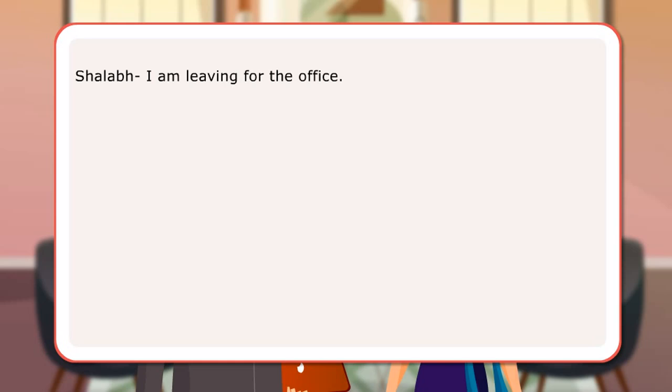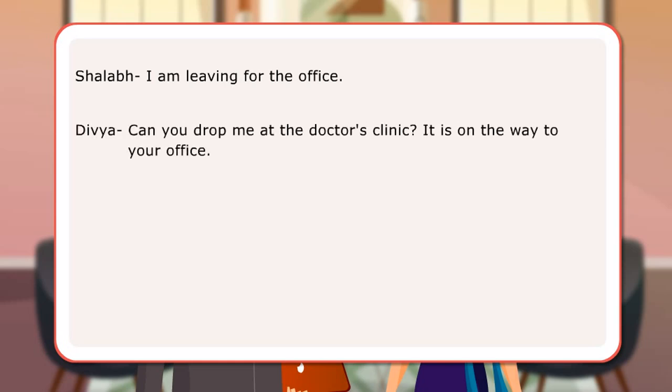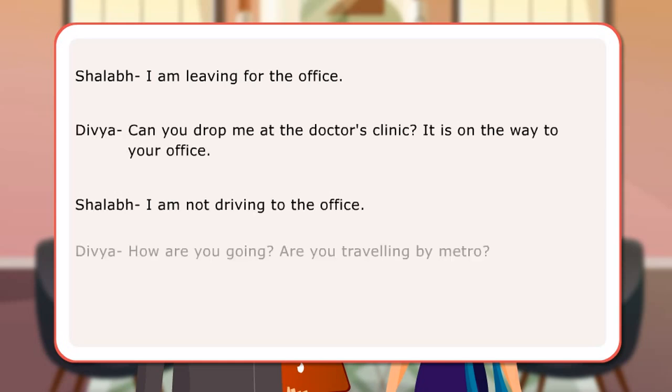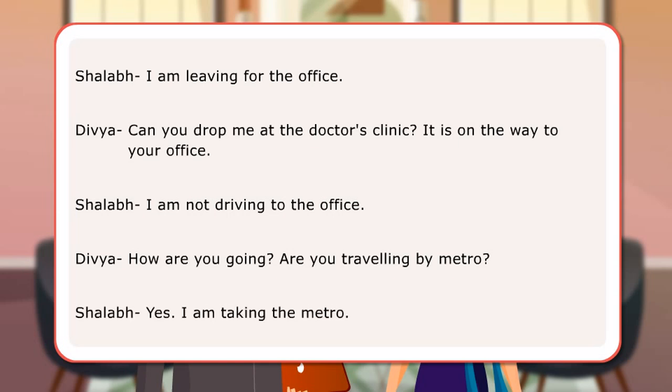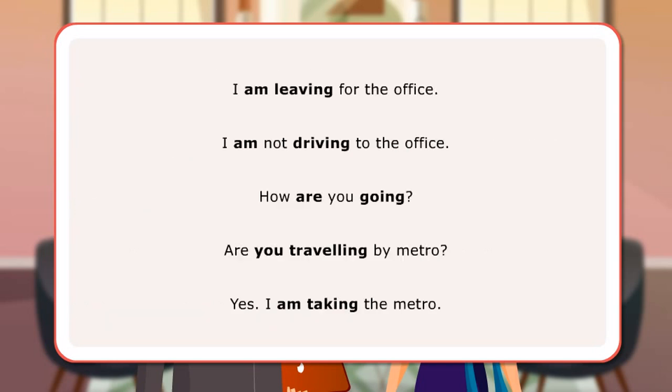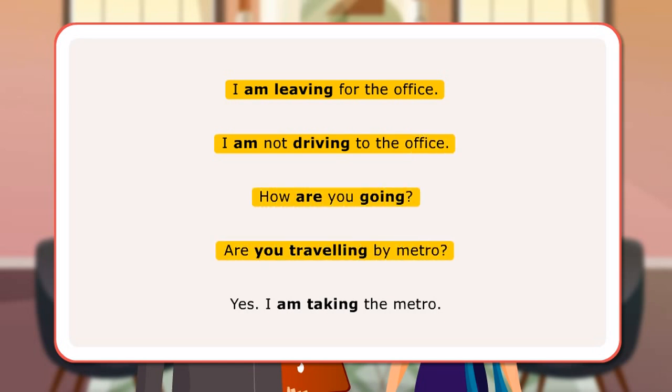In the conversation, Shalabh and Divya have spoken about actions happening at the time of speaking and also about actions scheduled to happen in the near future. Here are some examples of verbs showing present continuous tense. I'm leaving for the office. I'm not driving to the office. How are you going? Are you traveling by metro? Yes, I'm taking the metro.